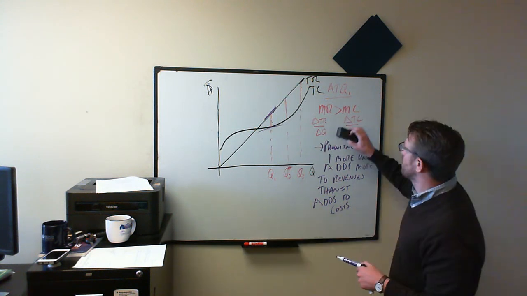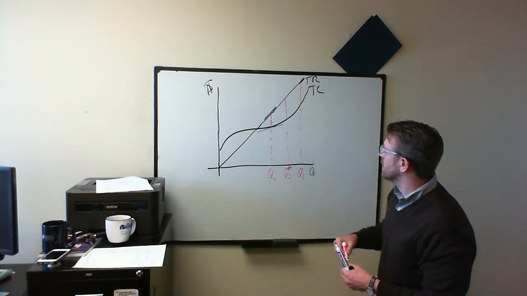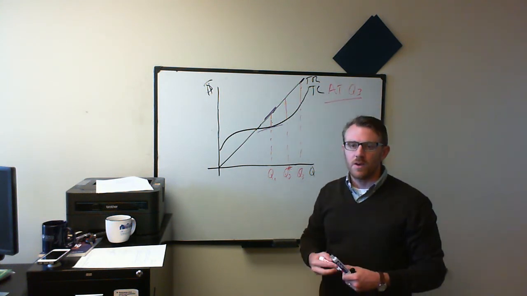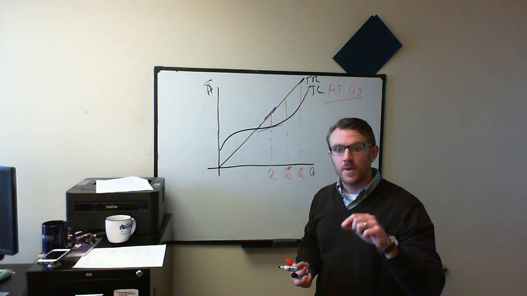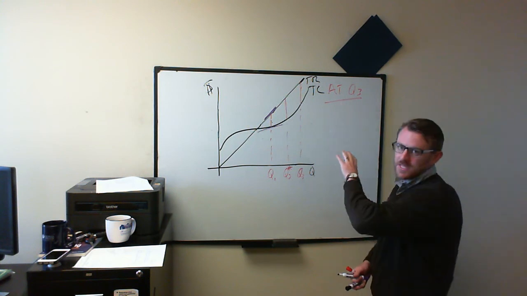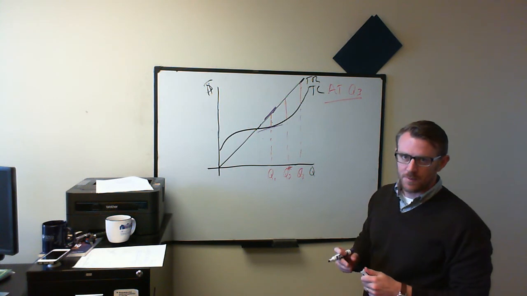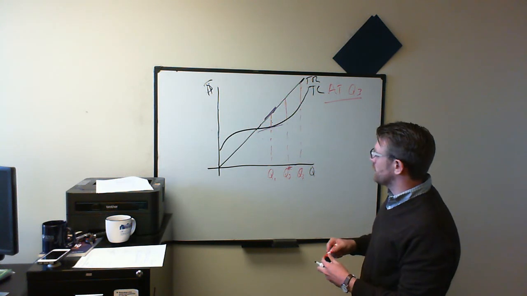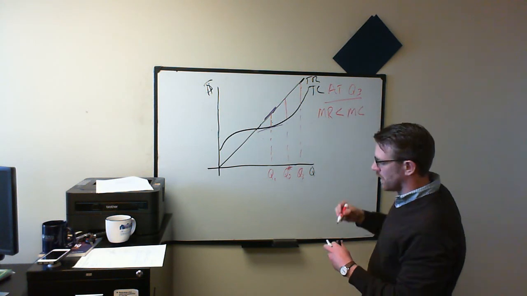So what about Q3? Why doesn't Q3 represent an equilibrium? And remember what we talked about with equilibrium. At an equilibrium, there's no incentive for the decision maker to change their actions. And so, why is there an incentive for the firm to do something different than choose Q3? Why isn't Q3 the optimal choice for profit maximization? Well, if we look at Q3, we see that marginal revenue is less than marginal cost.